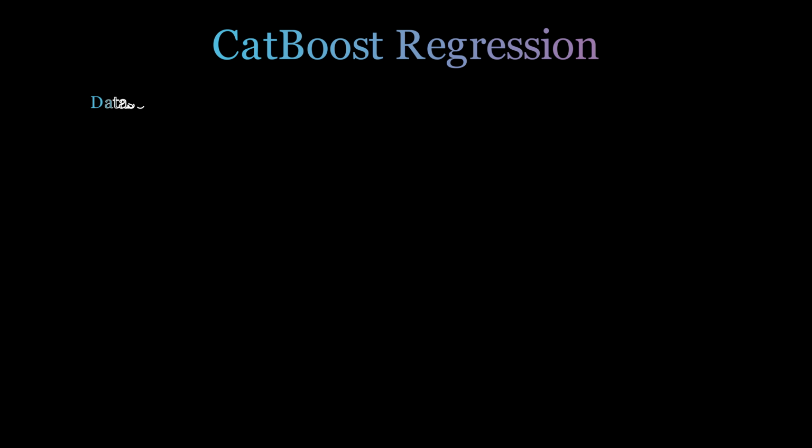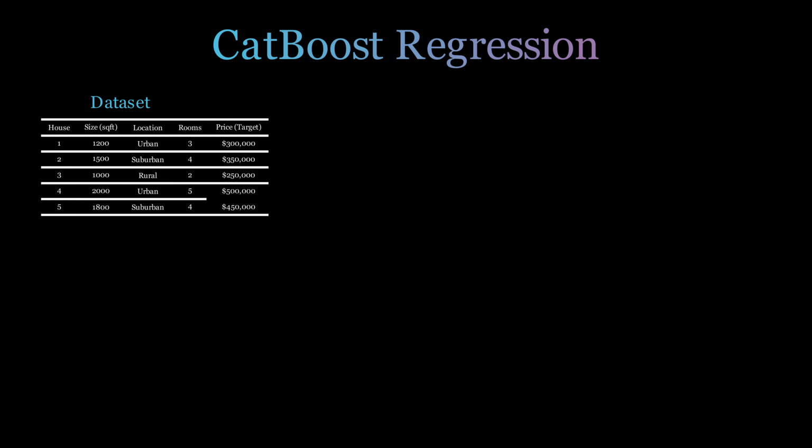Let's learn how CatBoost regression works step by step using a simple example of predicting house prices based on features like size, location, and number of rooms. Here is our dataset. We have 5 houses, and we want to predict their prices based on size, location, and number of rooms.